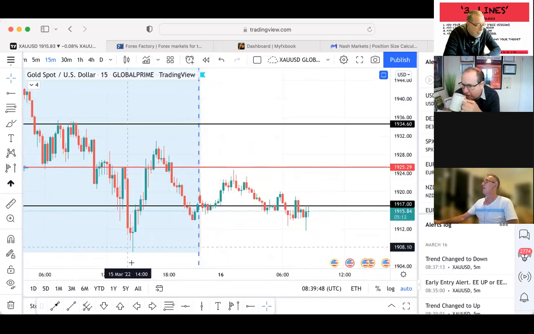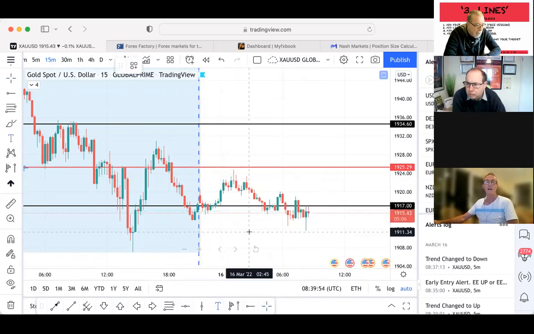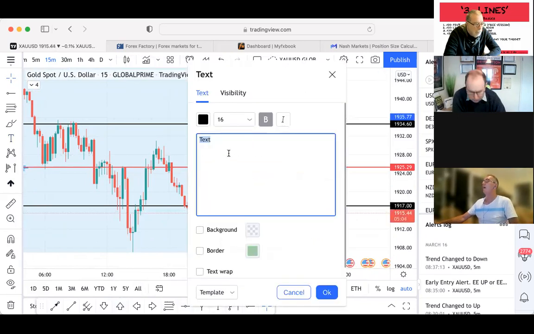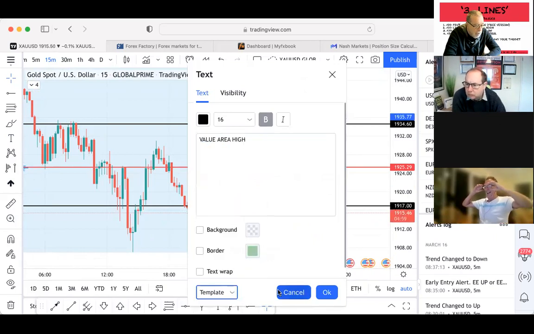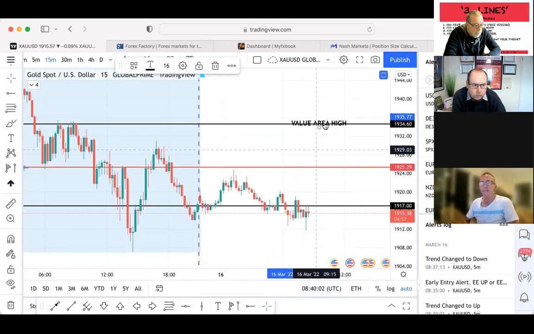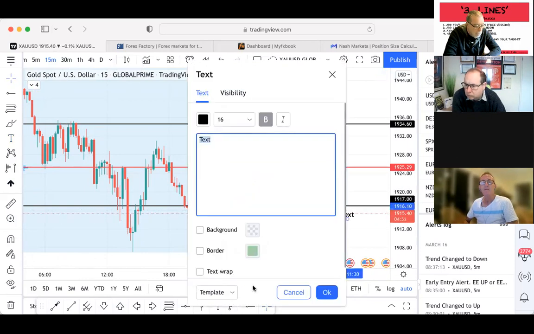What I do to help people focus in on that area is I put a couple of labels on, and I've got templates for these. So I put the value area high at the top. I put a second label on here, which is value area low.